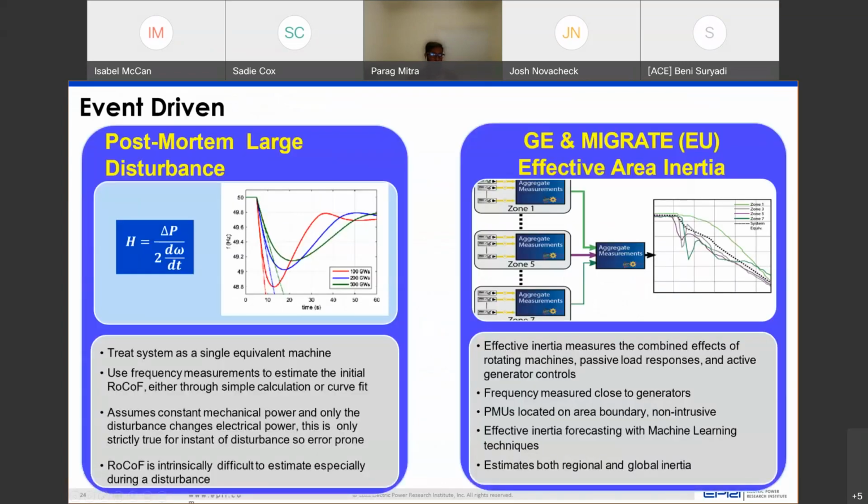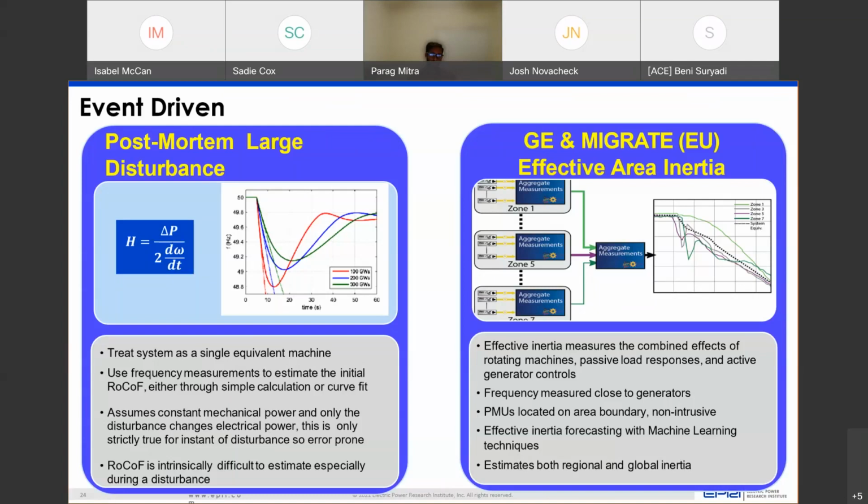Yeah, and this sort of brings us to the last measurement method. These are the event-driven estimation methods. So of course, the first one is the postmortem method, where we have large disturbances. If you have a large disturbance, you can see the disturbance size, you can see the system frequency. Then you tend to treat the system as a single machine equivalent. And then if you use the swing equation with the formula that I've listed over there, you can easily compute the system inertia.